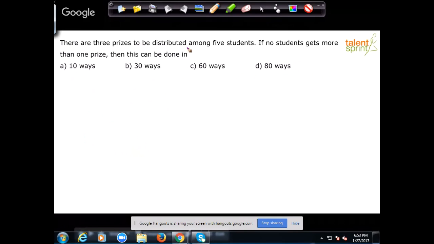There are 3 prizes to be distributed among 5 students. If no student gets more than 1 prize, then this can be done in how many ways? 10 ways, 30 ways, 60 ways, 80 ways. You have 30 seconds for this, and your time starts now.